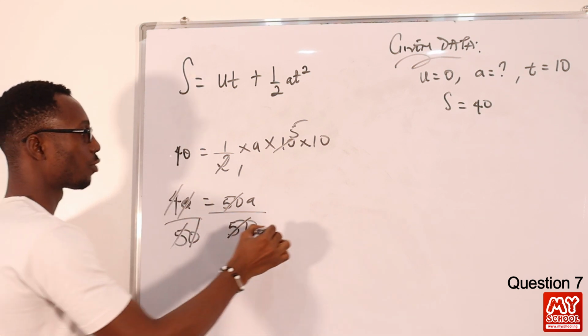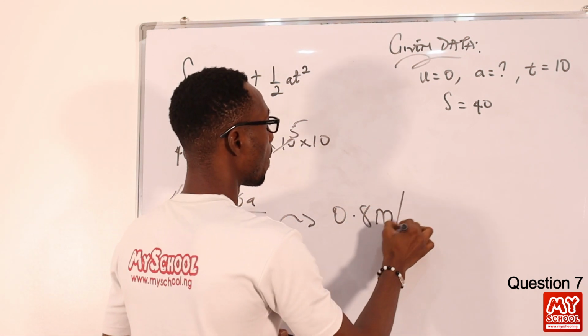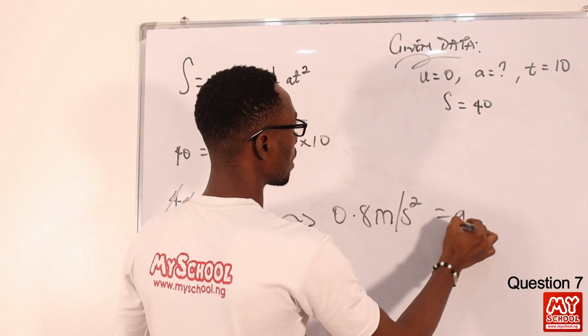4 divided by 5, that should give me 0.8. No, we are dealing with acceleration, that is meter per second squared. All right, so that's our answer.